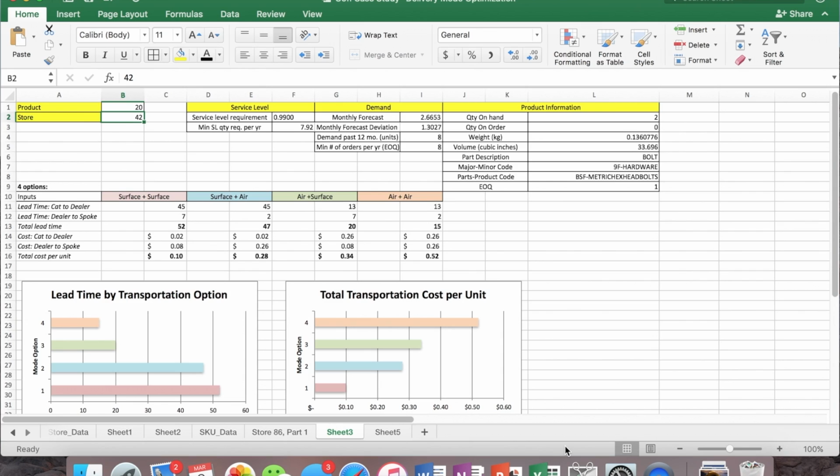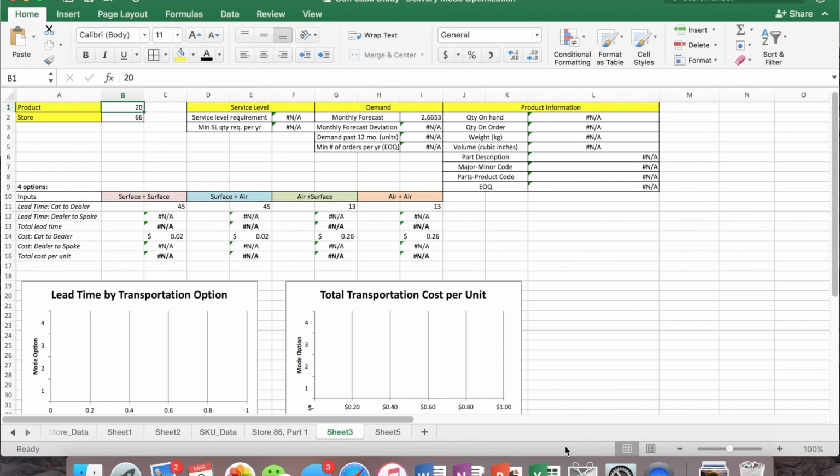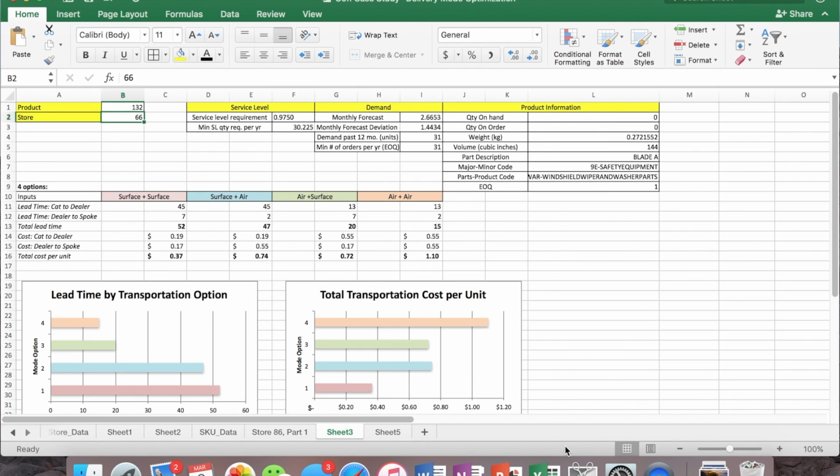Now we're going to demonstrate how our model works. So I'm going to choose store number 66 and product number 132. So as you can see, above we have information about the product, such as quantity on hand, part description, monthly forecast, and so on. And then down here, we can see that there's different pairs of transportation modes.